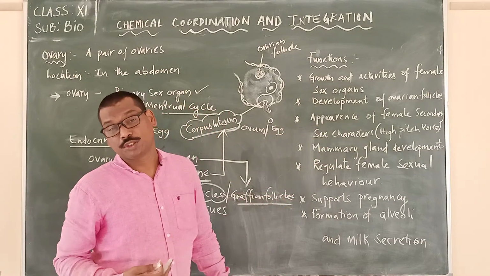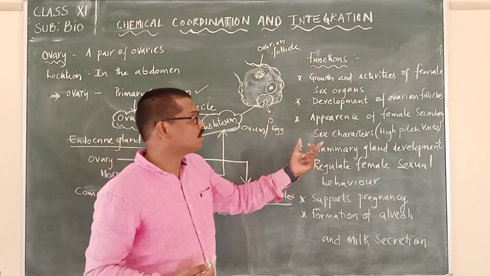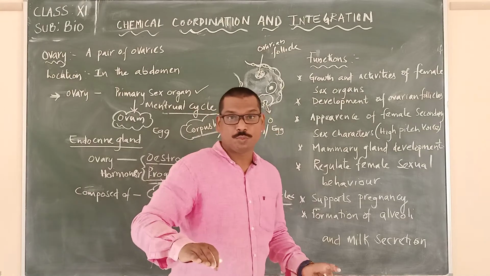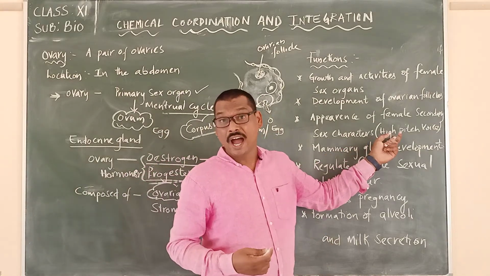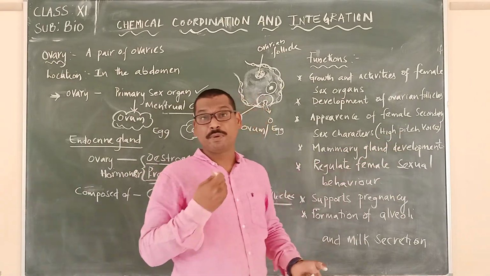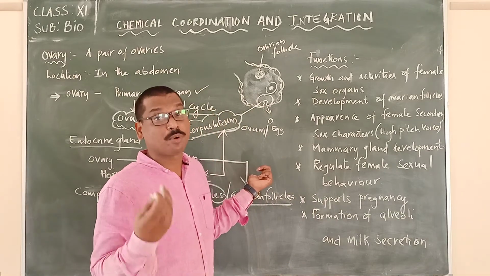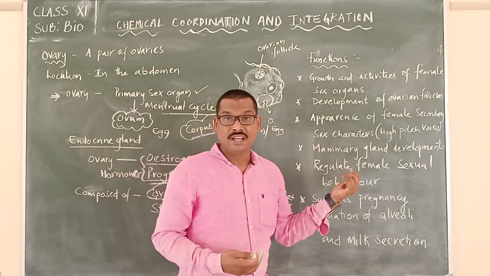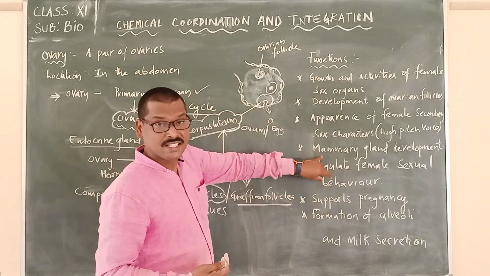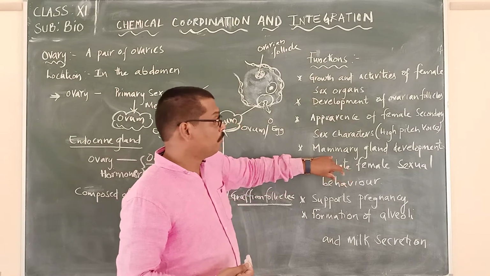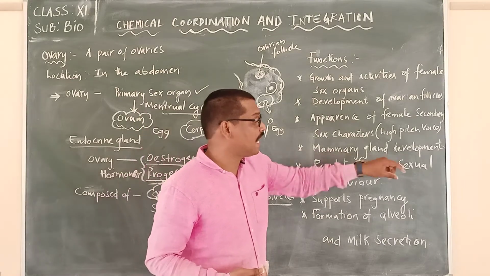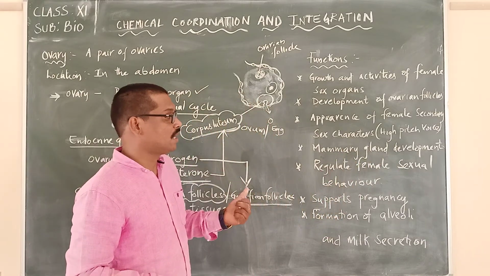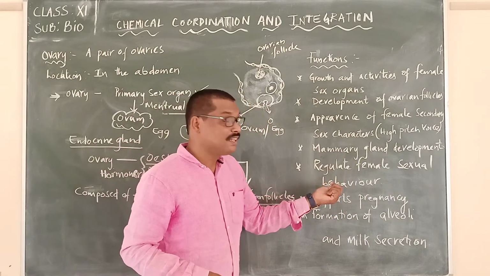Female secondary sexual characteristics. Okay, sex characteristics means what? High pitch voice. We said if it is in the males, it is low pitch voice. Now if it is in the females, we are calling it high pitch voice. So this high pitch voice is because of what? The sex hormones that are produced from the ovaries. And these hormones will also help in development of the mammary glands. Mammary gland development is also under the control of these two hormones, and they regulate female sexual behavior.